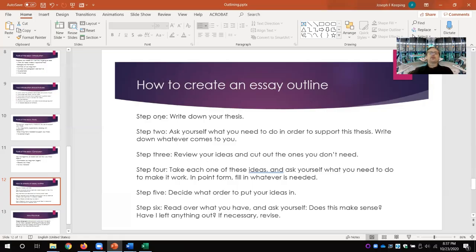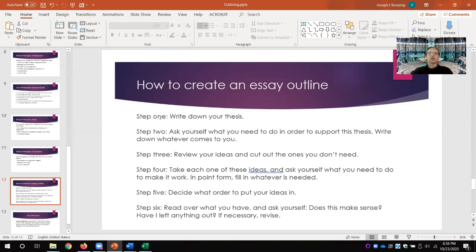After you've done that, you ask yourself, what do I need to do in order to support my thesis? And then you write down everything that you can think of that will help you to support your thesis. Again, there's no correct number of points here. What you're doing is you're brainstorming as many thoughts or arguments or ideas as you can, all toward the end of persuading the reader of your thesis. And you write each one of them down in point form.